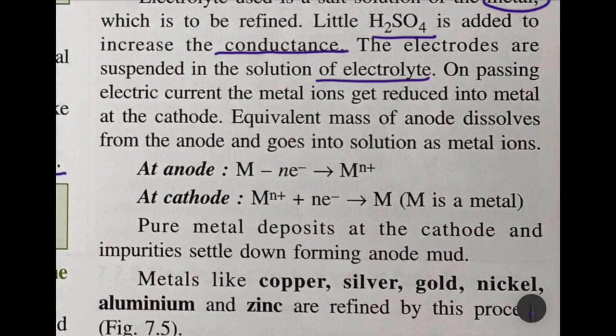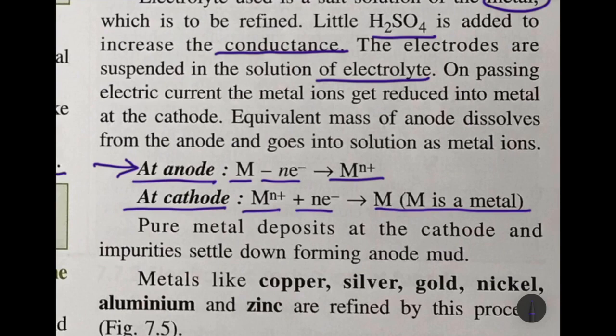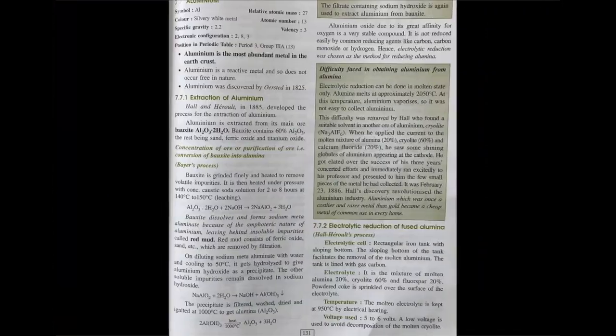When electric current is passed, the metal ions get reduced into metal at the cathode, and the same mass of anode dissolves from the anode and goes into the solution as metal ions. At the anode you have the impure metal, so the metal will lose electrons to form metal ions, and at the cathode the metal ions will migrate and gain the electrons that they had lost, and turn into pure metal. So pure metal deposits at the cathode and impurities settle down, forming anode mud. We have already done this in the electrolysis chapter. Metals like copper, silver, gold, nickel, aluminium and zinc are refined by this process. Electrorefining, children, we did in detail in the electrolysis chapter.